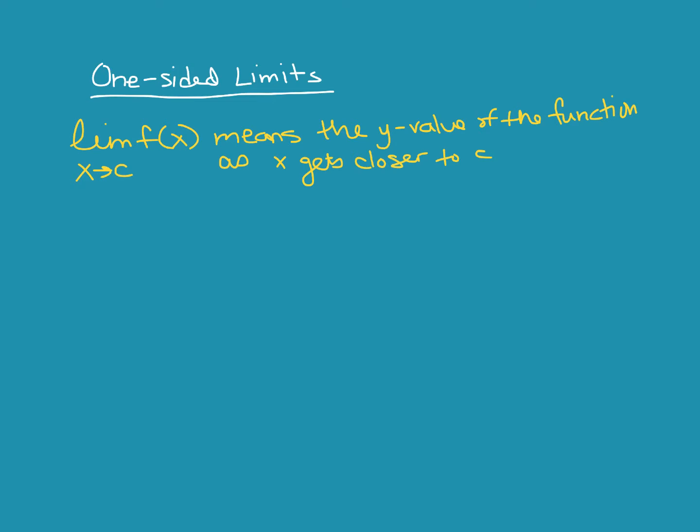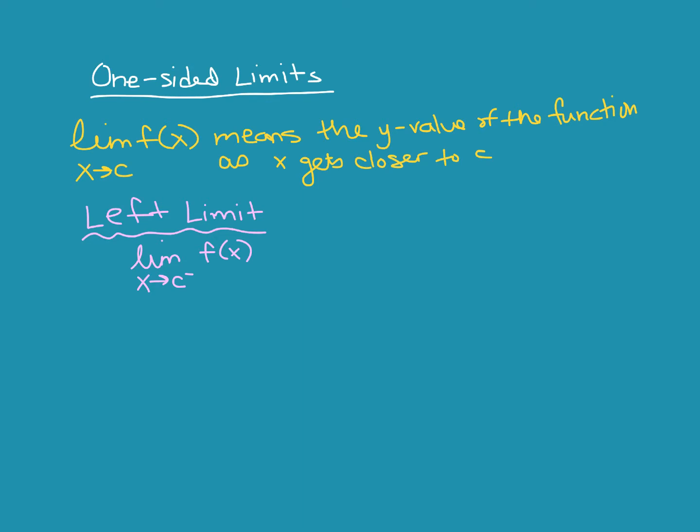Now we're going to talk a little bit about what are called one-sided limits. We have two one-sided limits: either the left limit or the right limit. The left limit is written like this. You'll notice that the c has a little negative sign. So this one we say is the limit of f of x as x approaches c from the left.